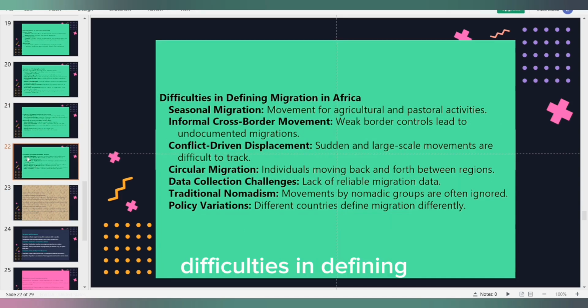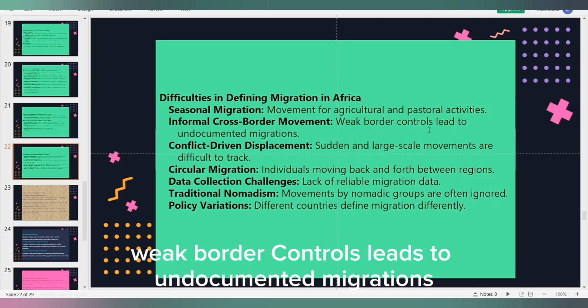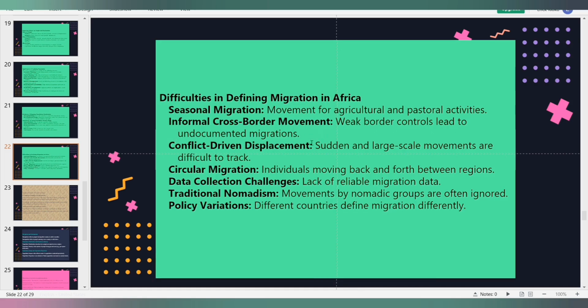Slide number 22. Difficulties in defining migration in Africa. Where are we having challenges? Like predicting the number of people who have moved from one country to another, or the people in a region. Number one, seasonal migration, a person just moving for a short season. Informal cross-border movement, like weak border controls, leads to undocumented migrations. Conflict-driven displacement, like wars, people just suddenly run away.